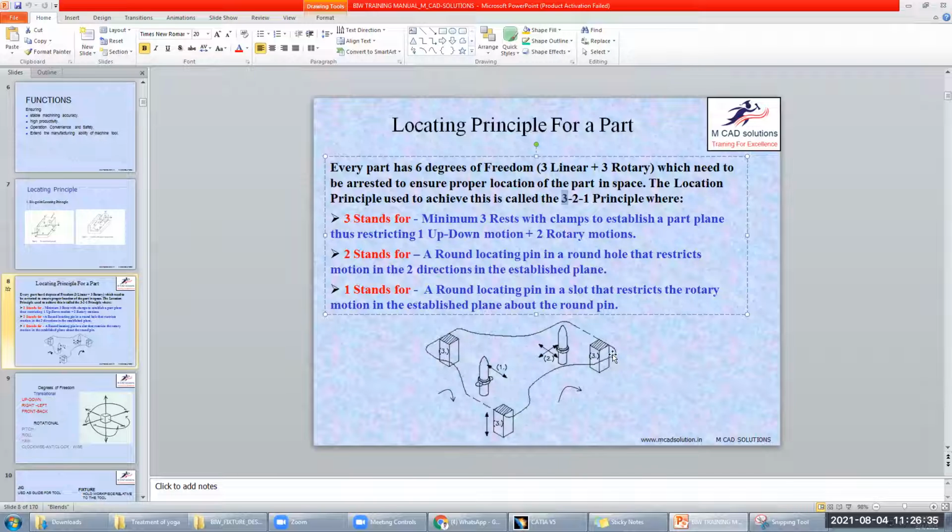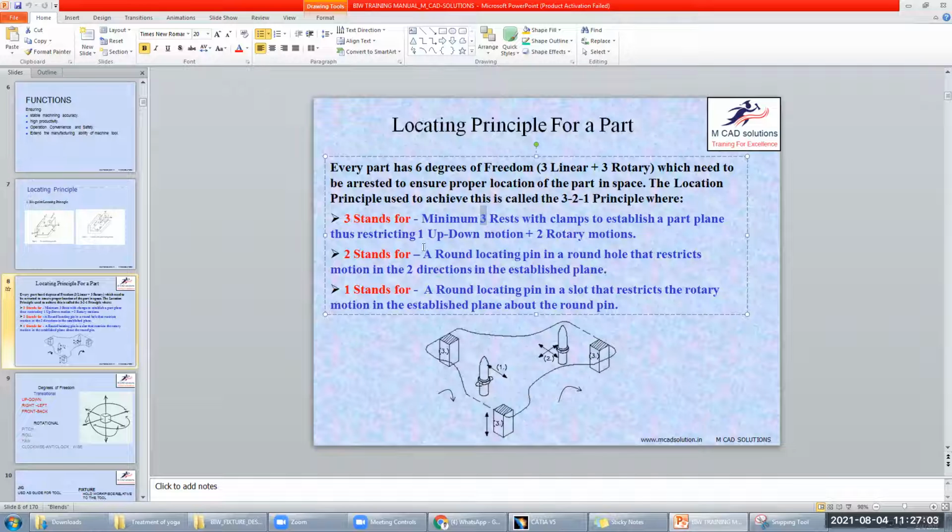Now these are the rest and clamp we have provided. This rotary motion, this rotary motion, and this linear motion, meaning one linear and 2 rotary motions, we are locking by using this rest and clamp. That's why 3: one linear and 2 rotary motions locked. So the total is 3, and that is called 3. 3 means 3 motions; we are restricting 3 motions.